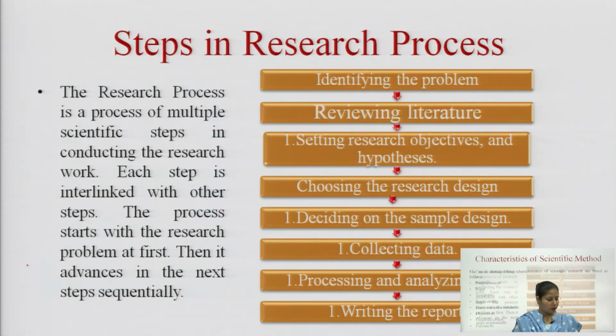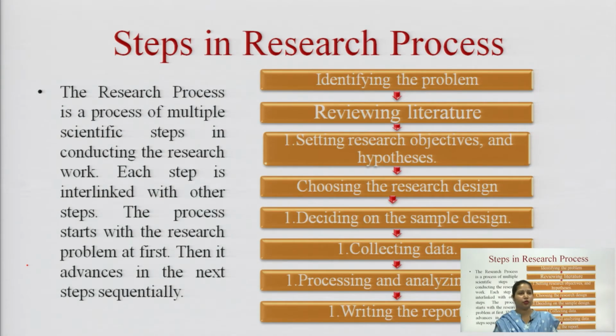Now we move to the steps in the research process. First of all, what basically is the research process? The research process is the process of multiple scientific steps in conducting the research work, and each step is interlinked with the other step. The process starts with the research problem at first, and then it moves to the next or advanced step, and so on subsequently. It is basically the roadmap of doing the research, like how we have to start our research and how it is going to end.